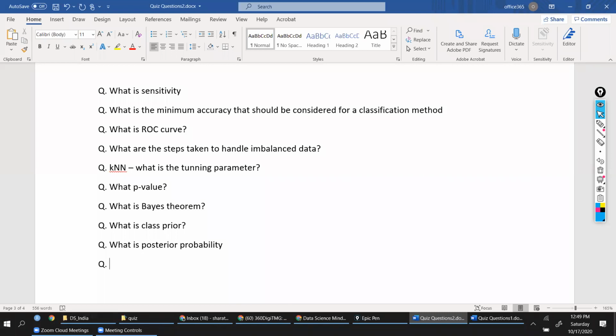Okay, what is the tuning parameter in Bayesian classifier? Laplace technique, right? Very good.